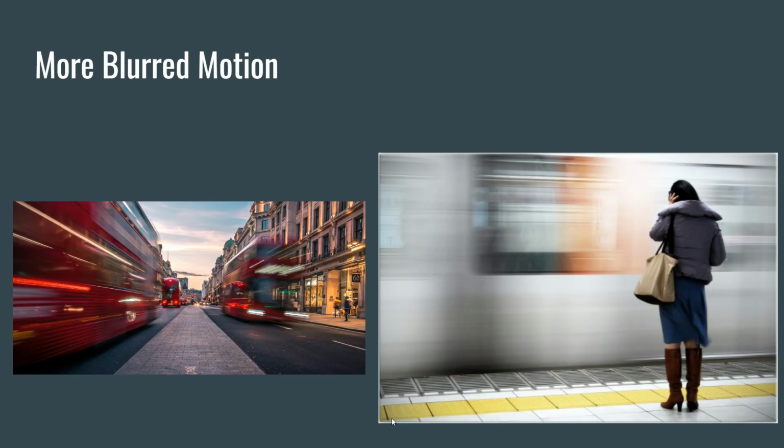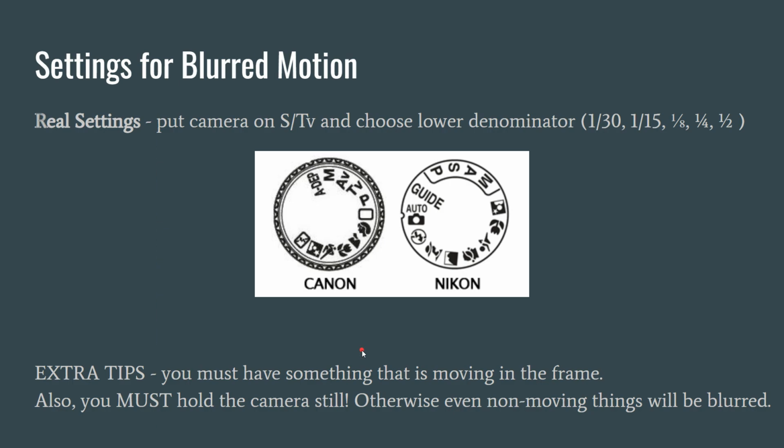So you have to hold the camera still, right? Because let's say that here you also moved the camera. That would mean the ground and the buildings would all be a blur as well. And that's not the effect that we're going for. That doesn't look professional. So you have to hold the camera still.